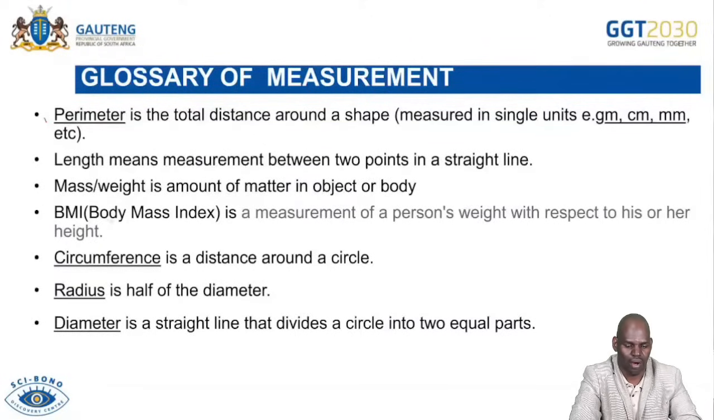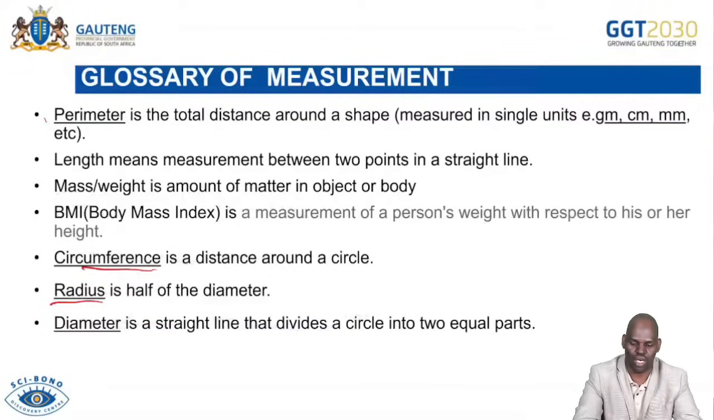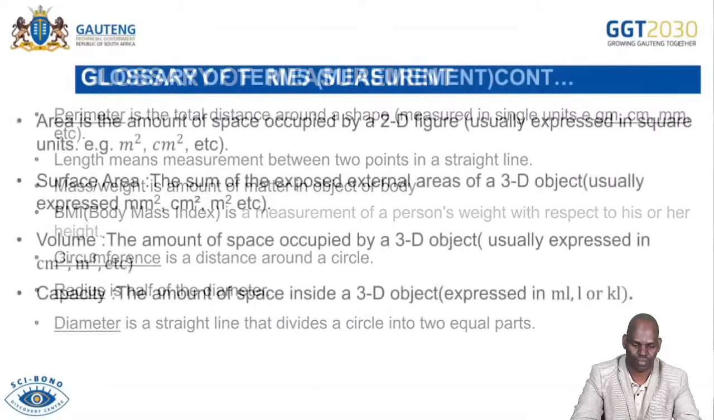And then we've got body mass index, or BMI, is a measurement of person's weight with respect to his or her height. Circumference is a distance around a circle. We've got radius, which is half of a diameter. Okay, we've got diameter, which is a straight line that divides a circle into 2 equal parts. Or some people might say diameter is radius times 2. So diameter is a straight line that divides a circle into 2 equal parts.